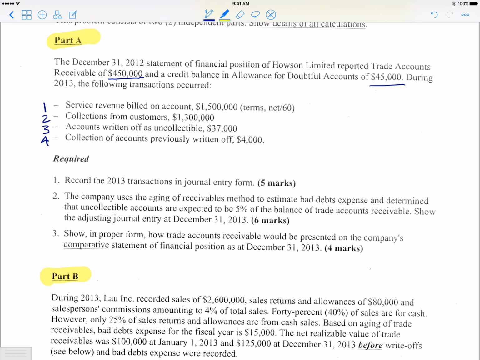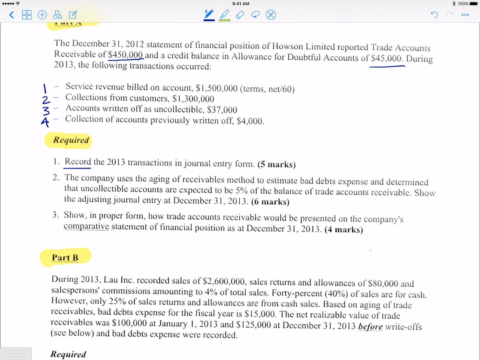Next, we'll move on to our required. We'll read through these, and then we'll get started. So number 1, we're being asked to record the 2013 transactions in journal entry form. 2, the company uses the aging of receivables method to estimate bad debt expense and determined that uncollectible accounts are expected to be 5% of the balance of trade accounts receivable. They would like this to show the adjusting journal entry at December 31st, 2013.